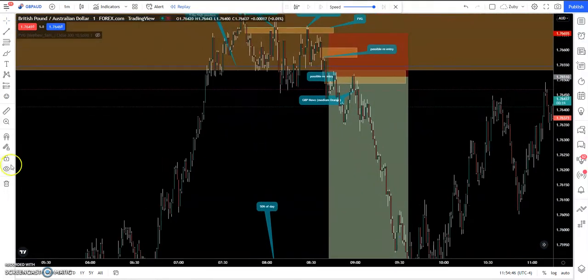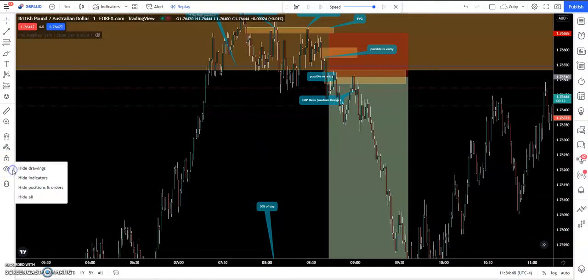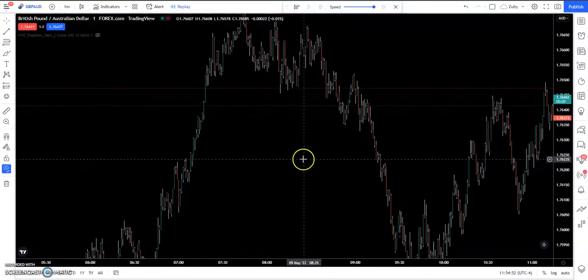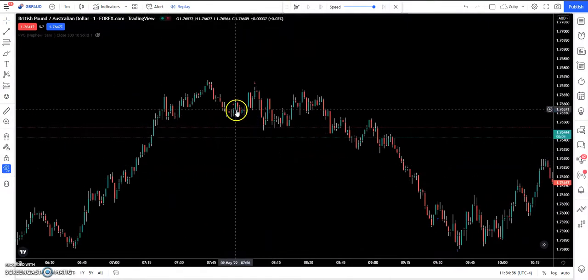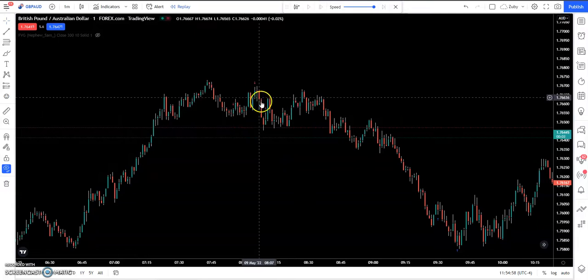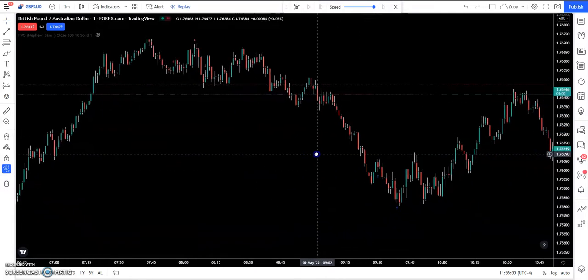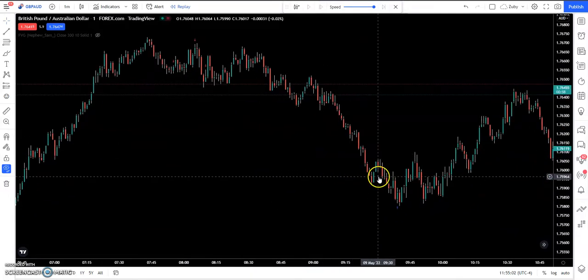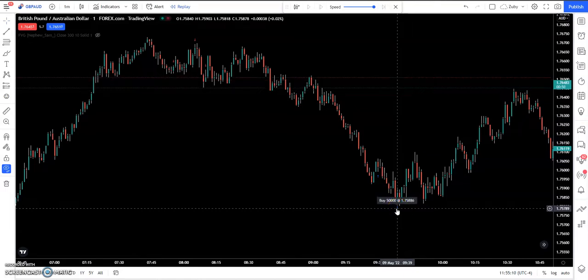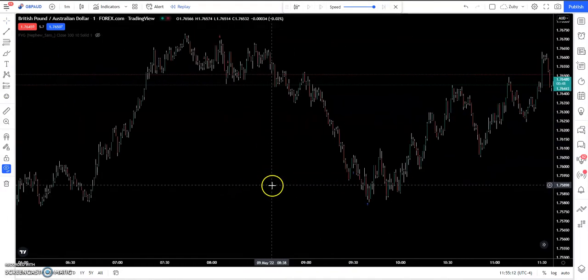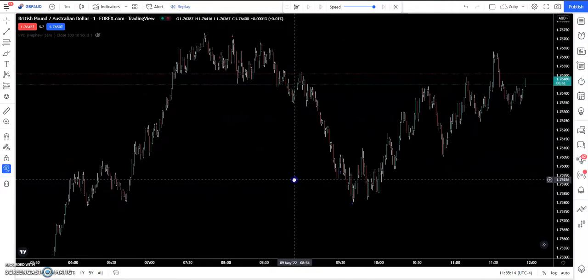Now if I remove everything apart from the positions, you can see I entered 1, 2, 3. I took off partials here, and then I collapsed the trade right here. Now that is the trade that I had taken.